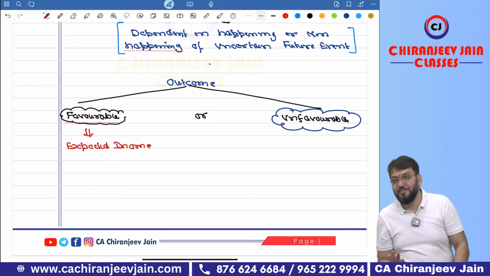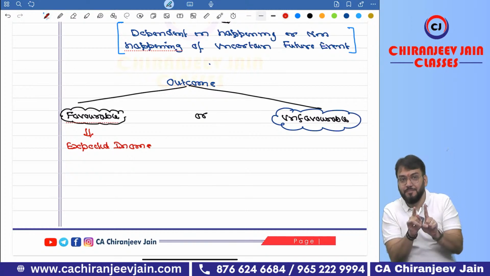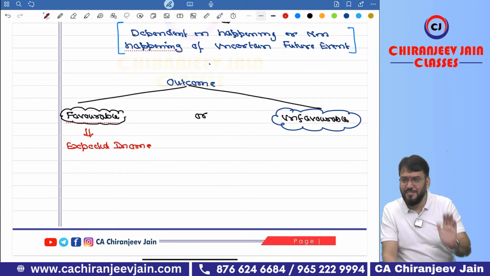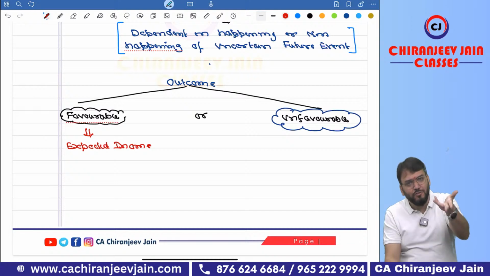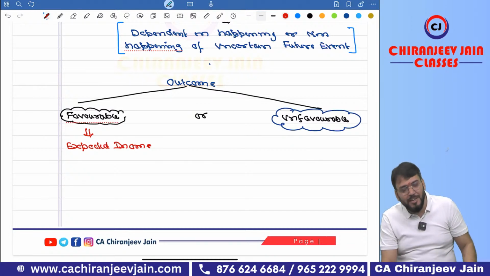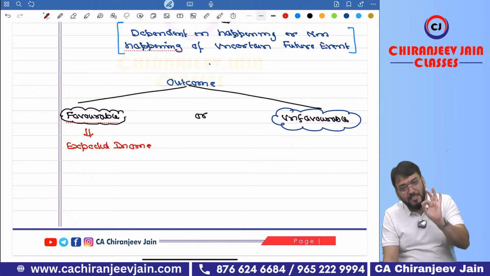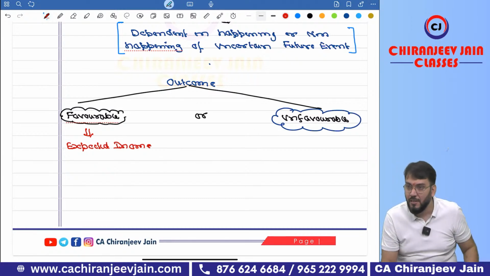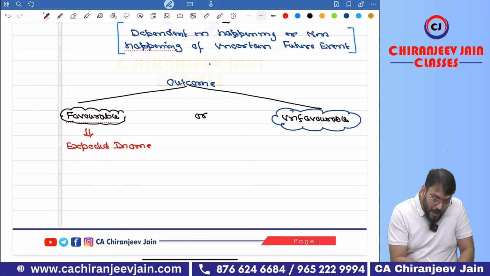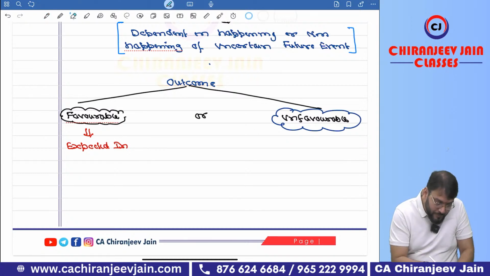Income includes gains. Income is a wider term, so there is no need to say income or gain. Gain is a part of what? Income. However, in childhood we used to say income or gain, and gain is also income. Similarly, expense and loss. Loss is a part of what? Expense. When you are saying expense, expense includes what? Loss. Are you able to follow me?